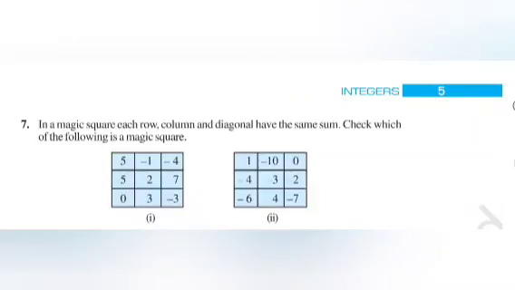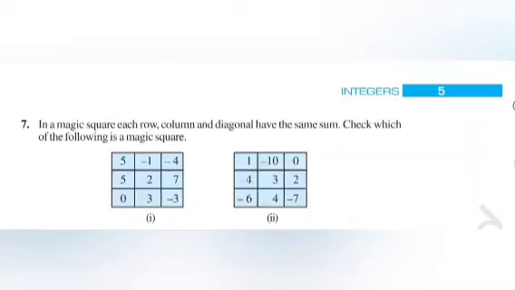In a magic square, each row, column and diagonal has the same sum. Check with the following. The following is a magic square. We have to find the sum of each magic square, the first and the second, and check whether the rows, columns or diagonals have the same number or not. This is a self activity you have to do by yourself.